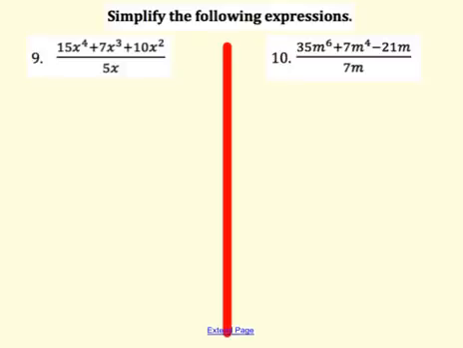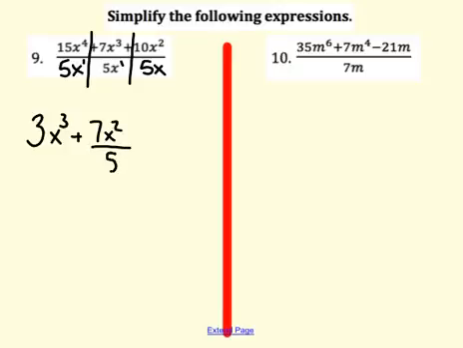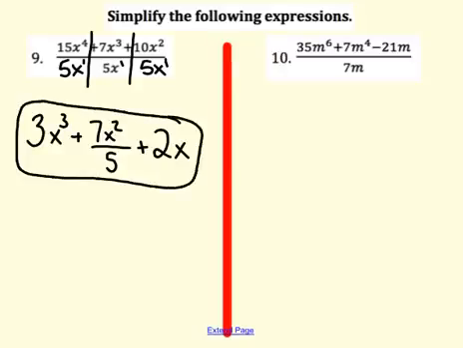Great news. These are the last 2. So let's just get them done. 5x, 5x. 15 divided by 5 is still 3. X to the 4th minus x to the 1st is x. 4 minus 1 is 3. Plus 7 and 5 don't have anything that go together. So I'm going to leave this as 7. 3 minus 1 is x squared over 5. Plus 2 minus 1, so I'm going to have an x left, and then 10 divided by 5 is 2. I like this answer for this one.